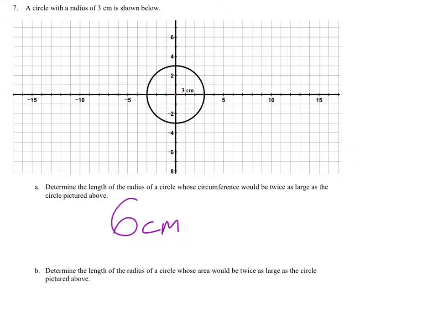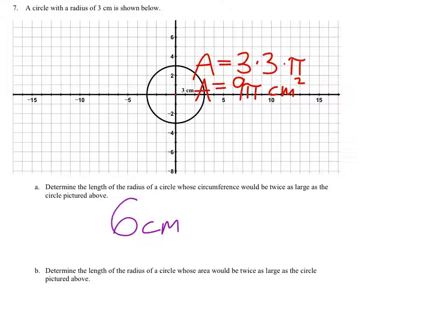This next question is a little tricky though. Determine the length of the radius of a circle whose area would be twice as large as the circle pictured above. So to do that, we need to figure out the area of this circle up top. And this area is going to be the radius, 3, times the radius, 3, times pi. And it will be better for us to leave this in terms of pi. So the actual area would be 9 pi centimeters squared.